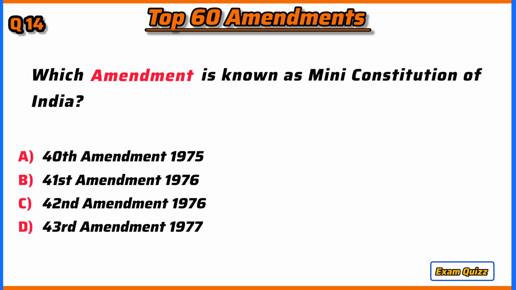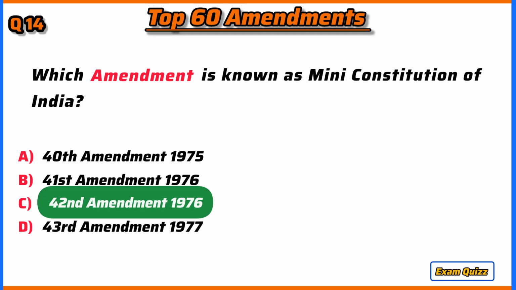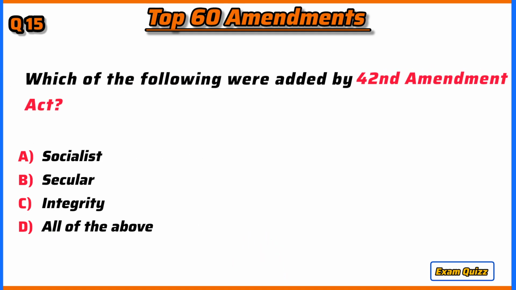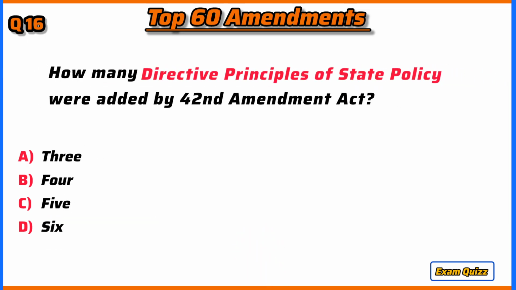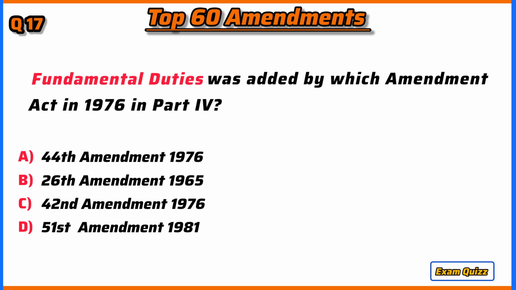Which amendment is known as the Mini Constitution of India? Which of the following were added by the 42nd Amendment Act? How many directive principles of state policy were added? Fundamental duties were added by which Amendment Act in 1976 in Part 4?